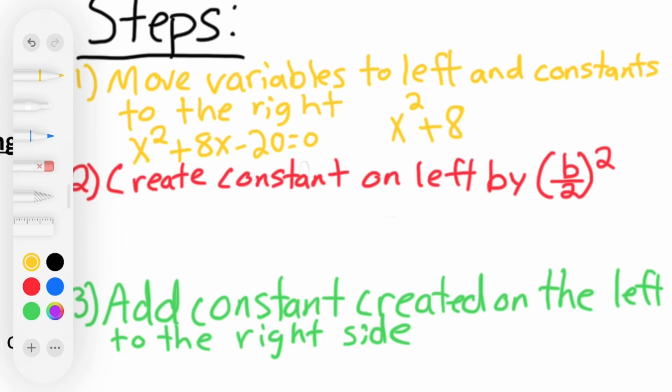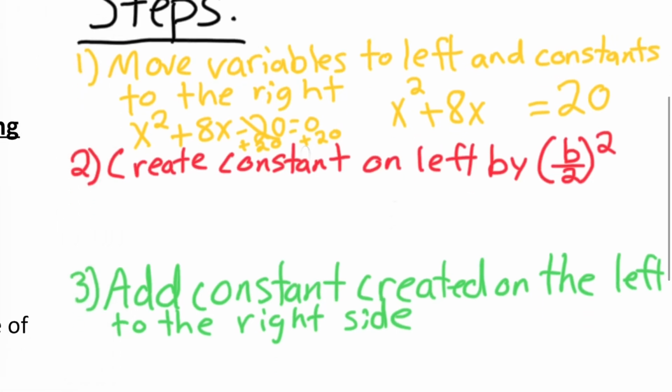x squared plus 8x, and on the right side we're going to have positive 20, so we are going to be adding 20 to both sides, and the 20 is no longer there.